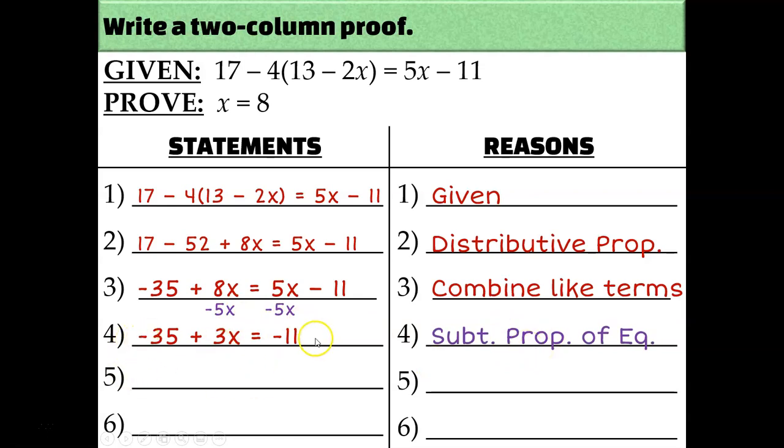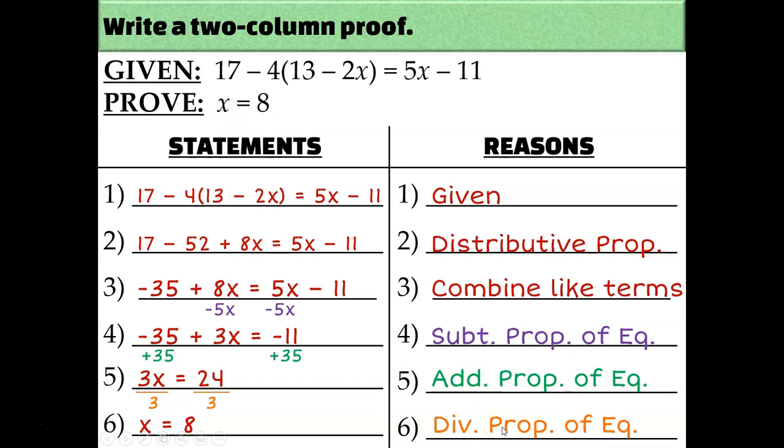Then I'll add this 35 over to the 11. So I get 3x equals 24. Since I'm adding, that's the addition property of equality. And then the last thing to do is divide both sides by 3, so I get that answer of x equals 8. And my reason was the division property of equality.